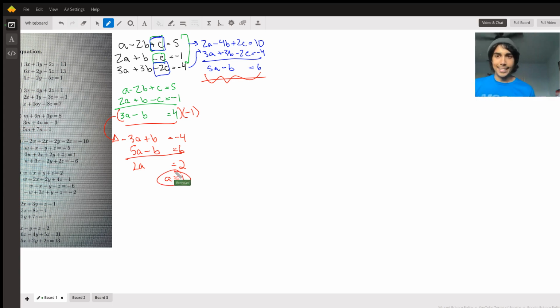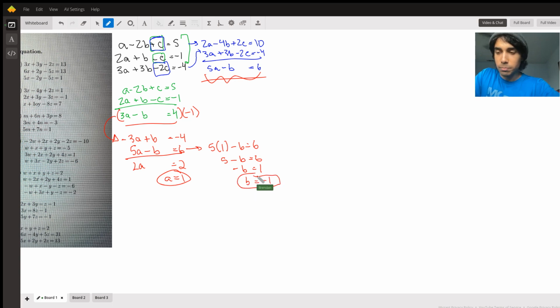We've solved for a. All right, so let's go plug that back in. I'll plug it into this one here. So 5 times a, so 5 times 1 minus b equals 6. All right, so that's 5 minus b equals 6. And we can subtract 5 on both sides. So we'll get -b equals 1. And divide by -1. So b equals -1.